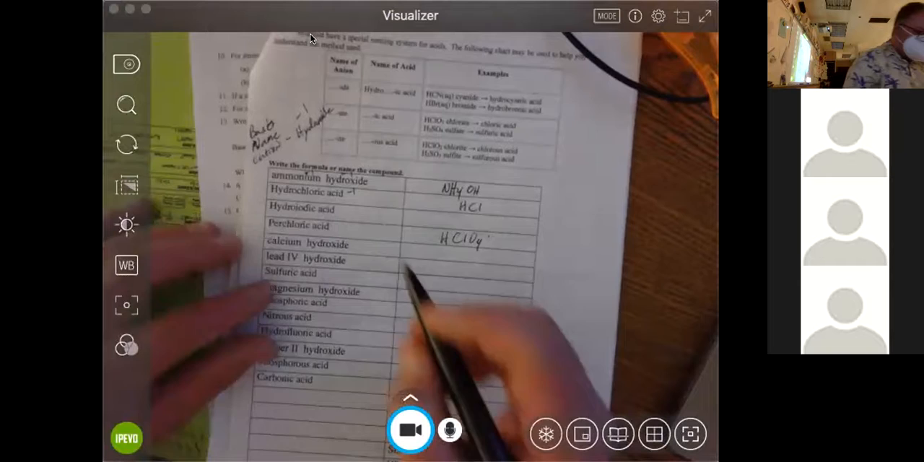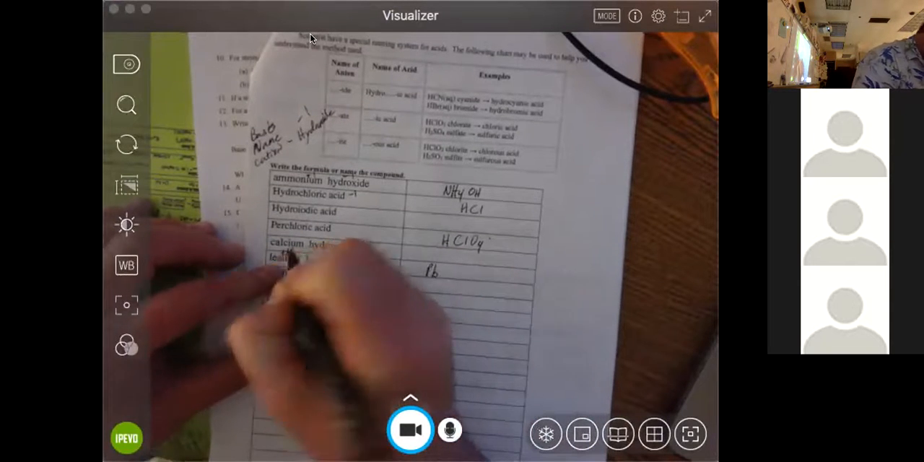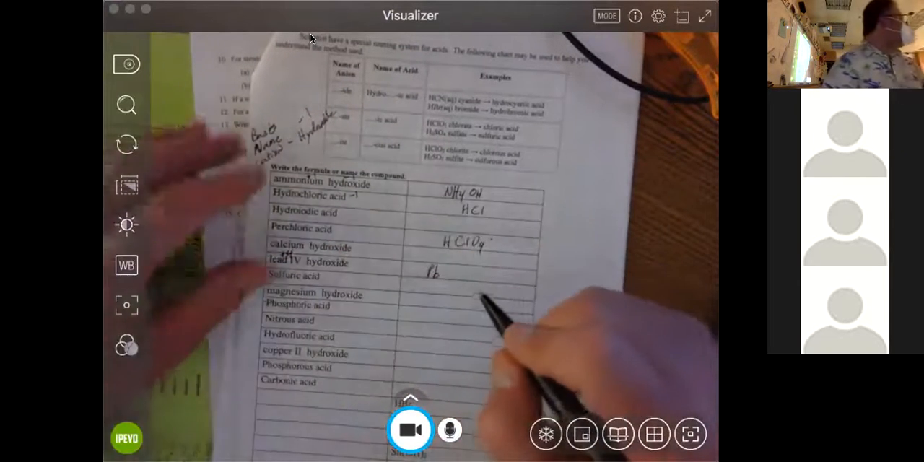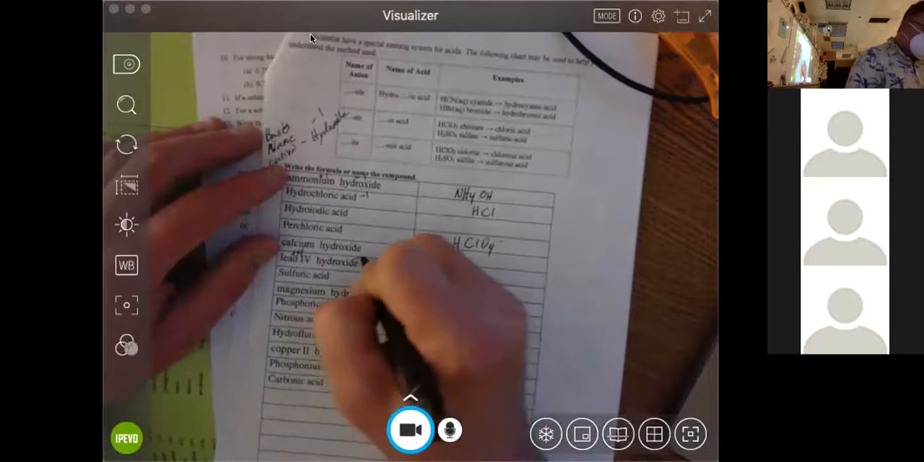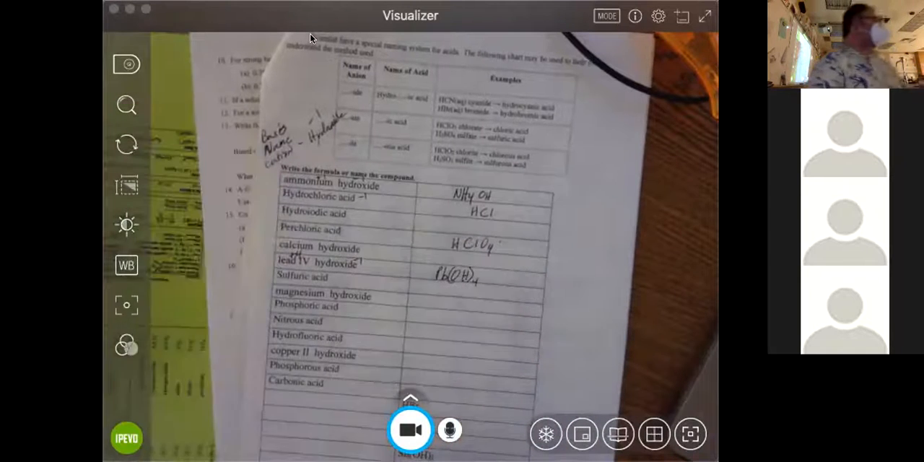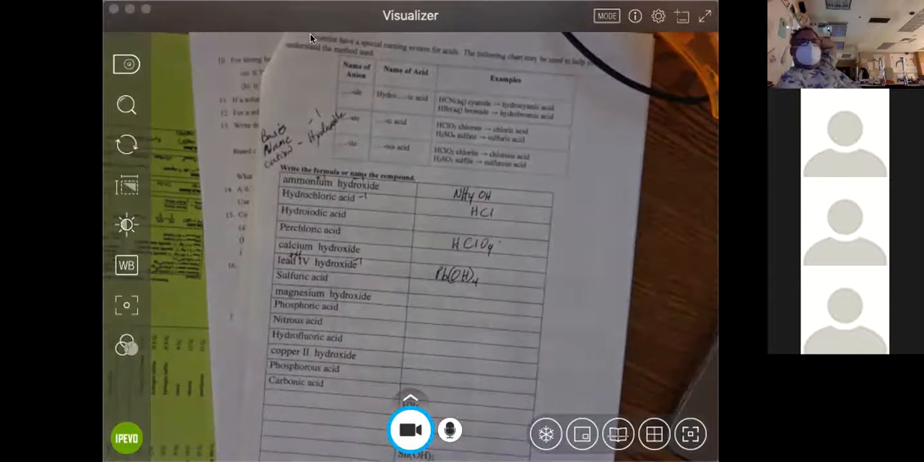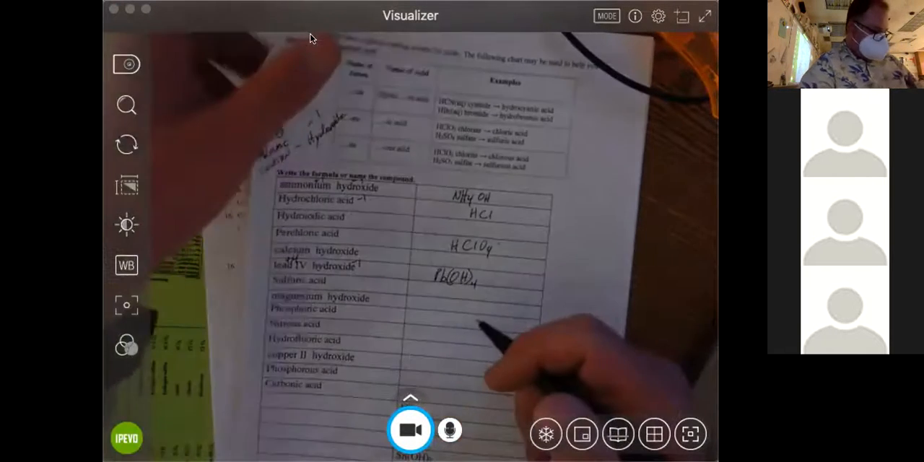Lead-4 hydroxide. The fact that it says lead and then the Roman numeral 4, if you recall, tells us that the lead has a +4 charge. So if hydroxide is -1, how many hydroxides will we need? We will need 4. Lead-4 hydroxide. That's old stuff. We learned that last semester. Balancing those charges.